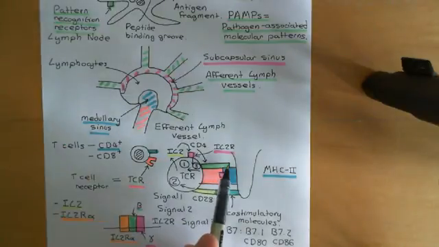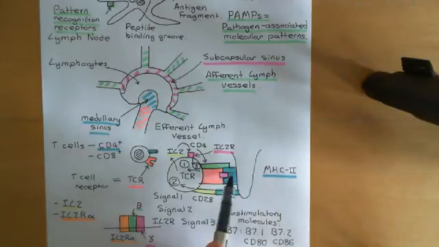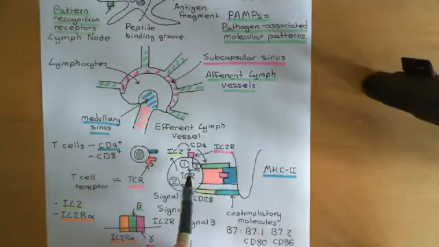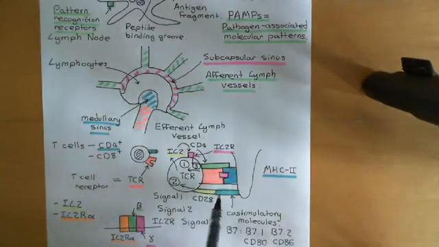Then the CD4 will bind to the MHC class II molecule, and this together will give signal 1 to this CD4 positive T cell. Now, signal 1, however, is not enough to actually activate the CD4 positive T cell. To activate it, you also need signal 2, and signal 2 comes from the antigen-presenting cell presenting co-stimulatory molecules on its surface.